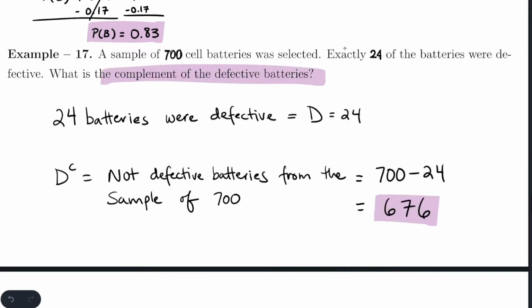So as they just asked for strictly the complement, the number in the complement, that's 676. If they asked a follow-up question, what's the probability of a battery was not defective, we would take the number of not defective, 676, divide it by the total of 700, and that's how we'd get the probability. So as you're reading through the problems, read carefully and make sure, are they asking you for the probability of the event, or are they just asking you for the number of elements in that event itself?